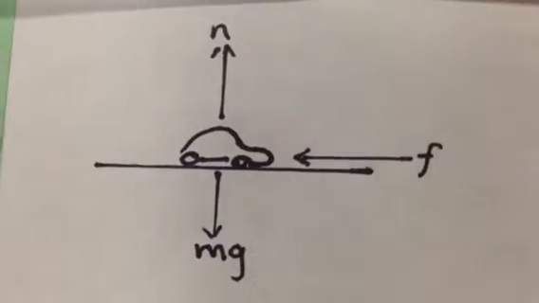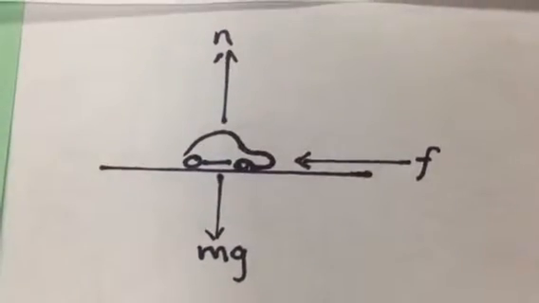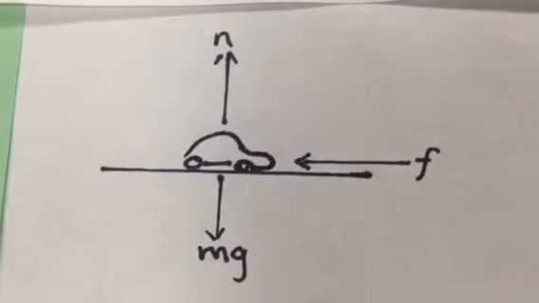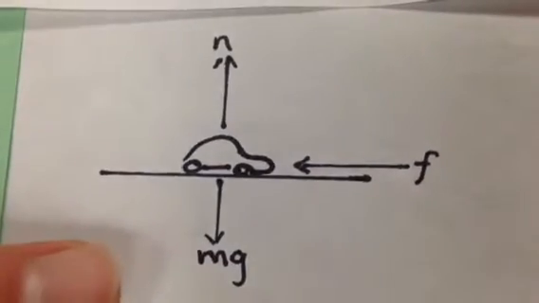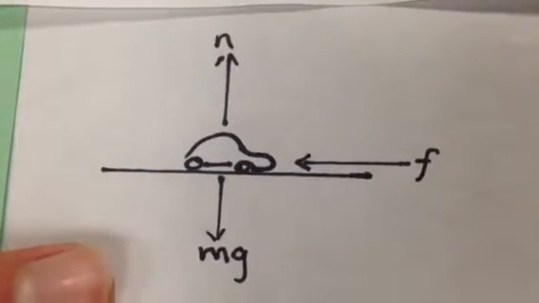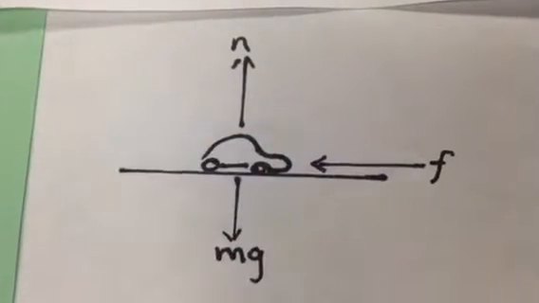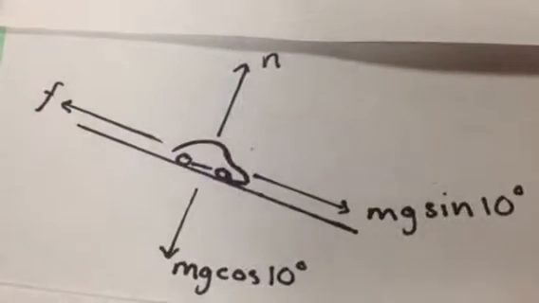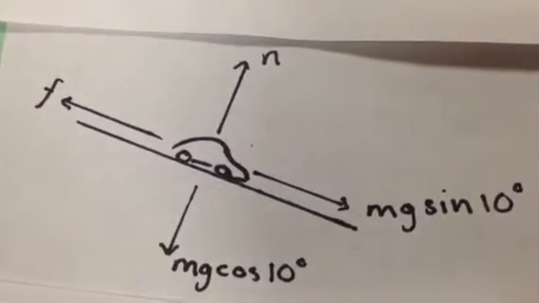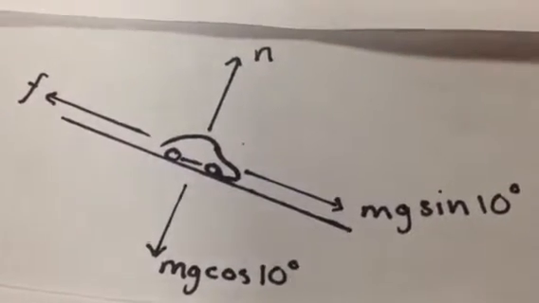Now we draw a free body diagram of the car without the slope, and we get that the force of gravity is mg and is counteracted by the normal force, and we get the force of friction acting upon the car. Now we draw another free body diagram with the car on the 10-degree slope.